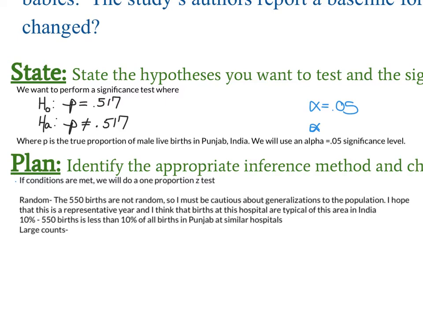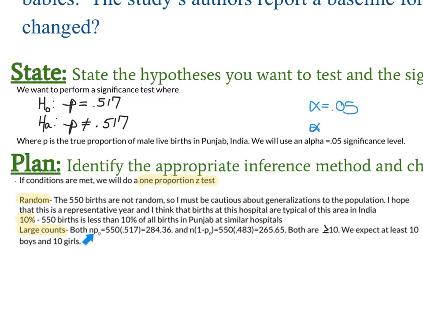Now, we need to address the large counts condition. And just something to be aware of is that you are testing n times p naught, meaning your null hypothesis proportion, okay? A common error is that students will use p hat, which was the 56.9%, but we need to use the 0.517 from our null hypothesis.